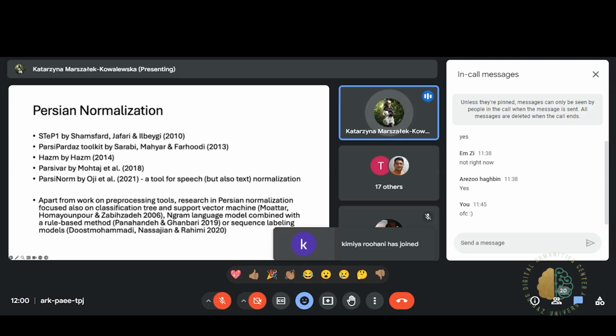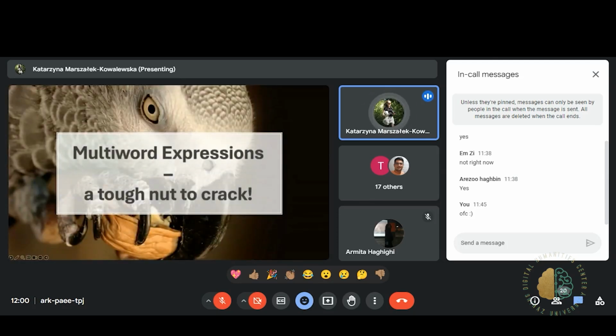Now we're going to analyze and see the importance of text normalization on one of the natural language processing downstream tasks. That task is multi-word expression discovery. Maybe I will ask a quick question. Do all of you know what multi-word expressions are? Or maybe just let me know if it's a rather new term for you.